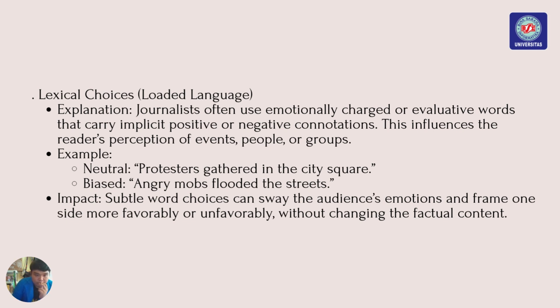The three linguistic features are, first, lexical choices. This is loaded language. The explanation is that journalists often use emotionally charged or evaluative words that carry positive or negative connotations. This influences the reader's perception of events, people, or groups. The example: in the neutral version, protesters gathered in the city square, and the biased version is angry mobs flooded the street. The impact is that subtle word choice can sway the audience's emotions and frame one side more favorably or unfavorably without changing the factual content.